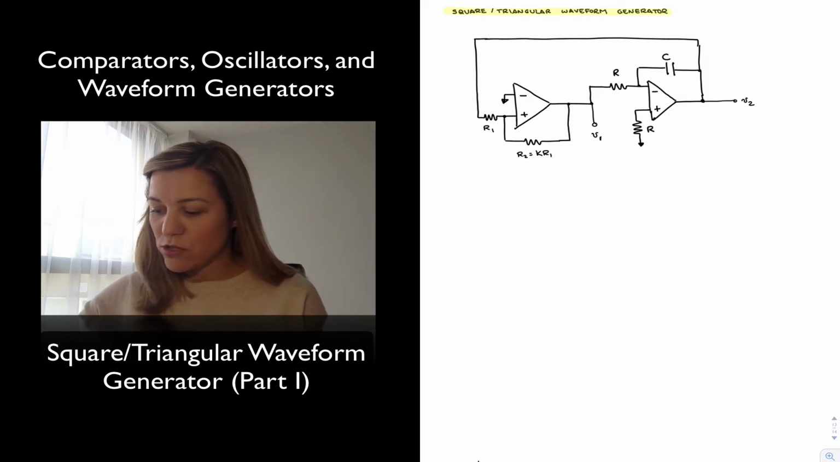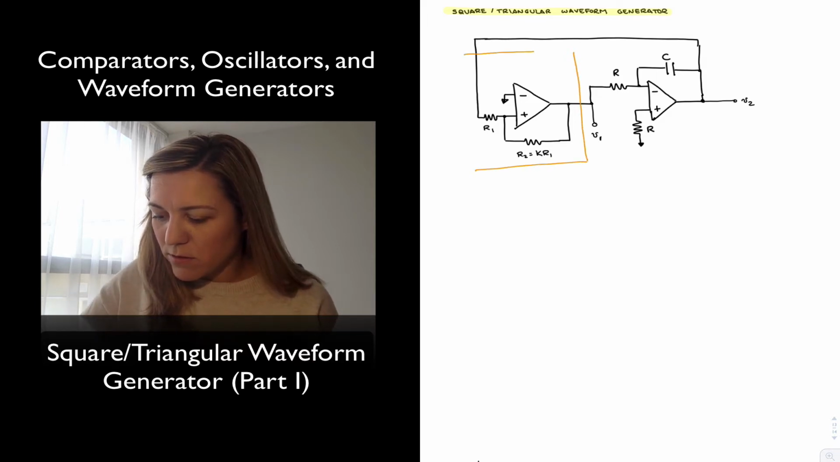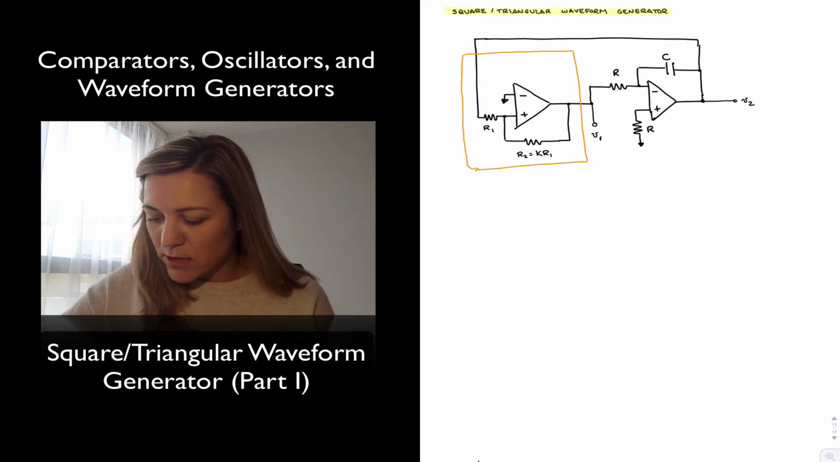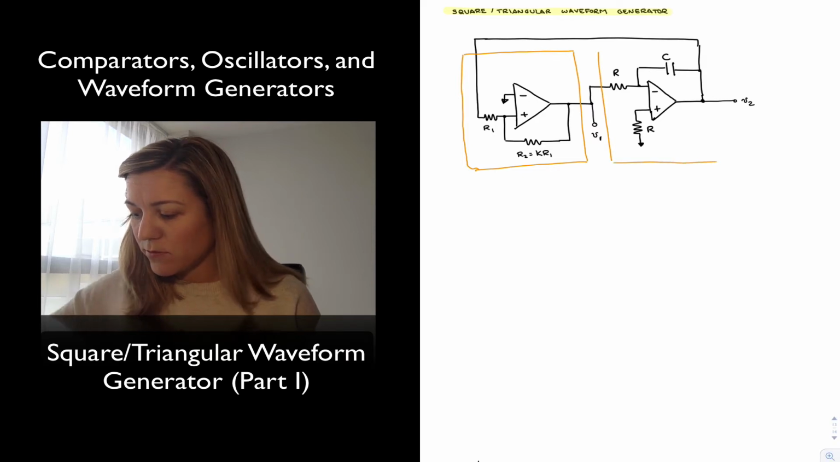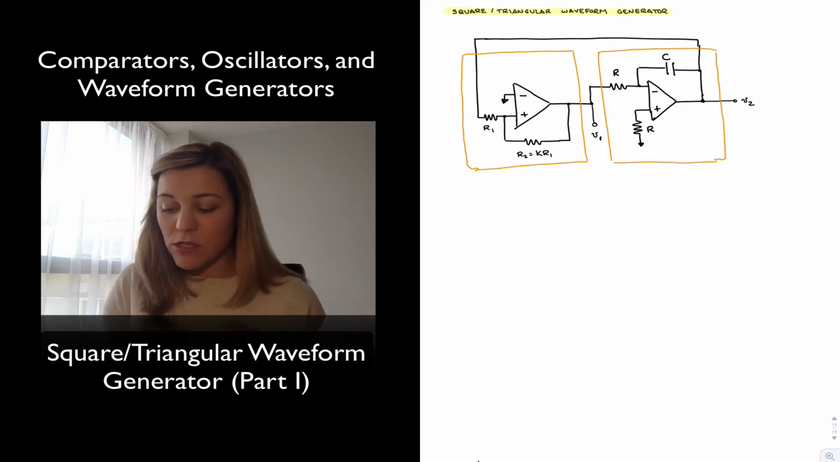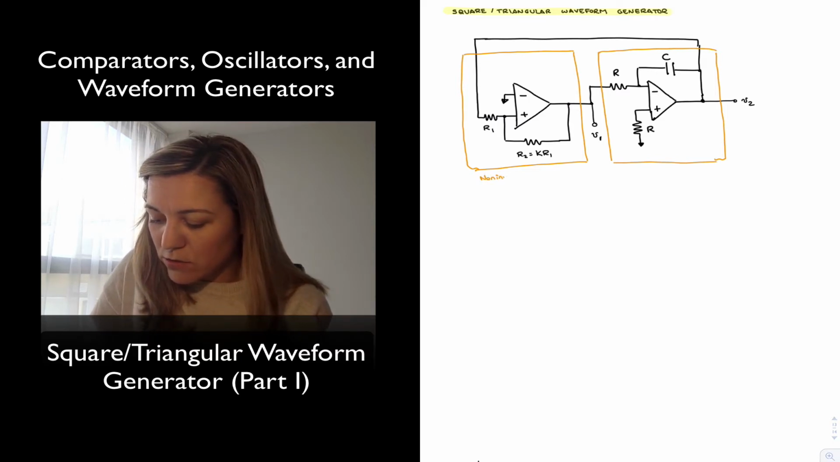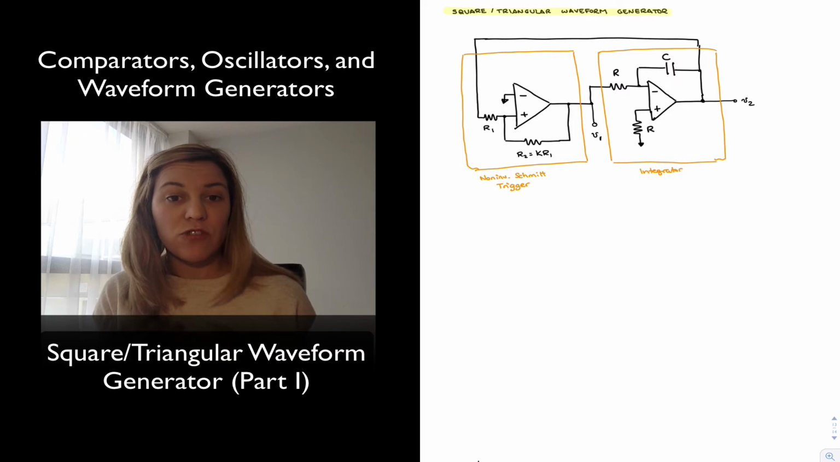The first stage consists of a non-inverting Schmitt trigger, which will go all the way up to V1 here. And the second stage consists of an integrator with output V2. And so in essence, the circuit consists of a non-inverting Schmitt trigger followed by an integrator.